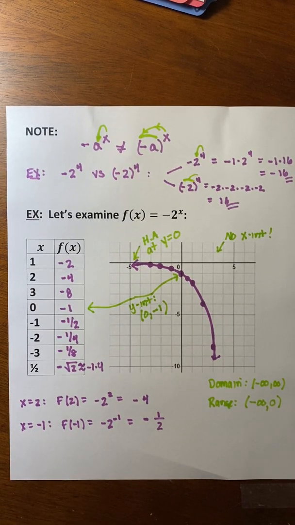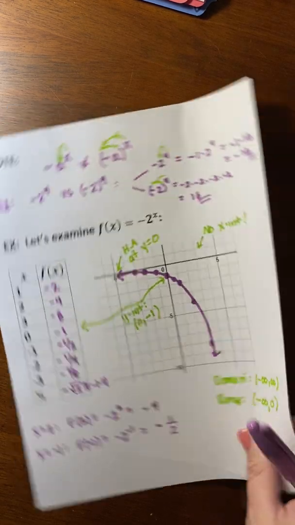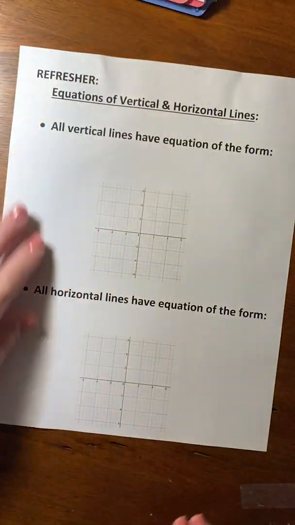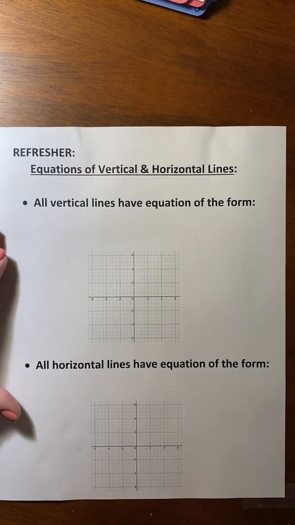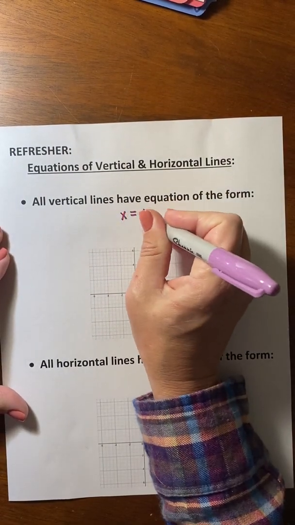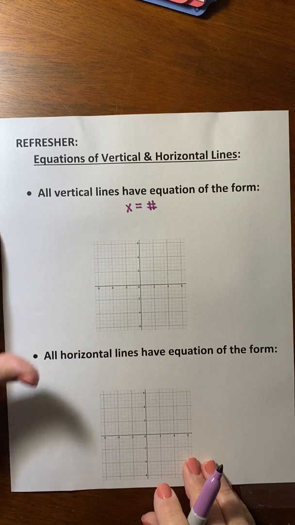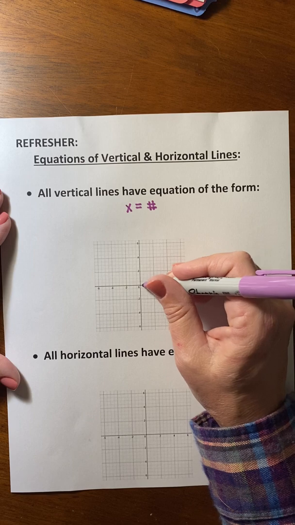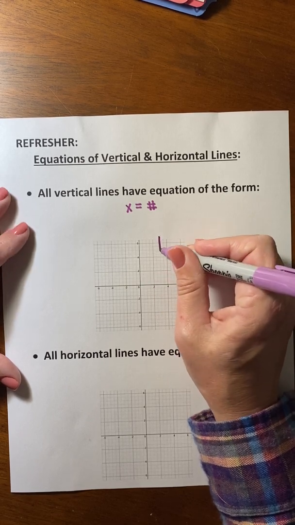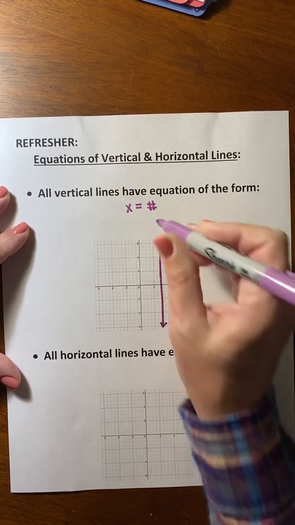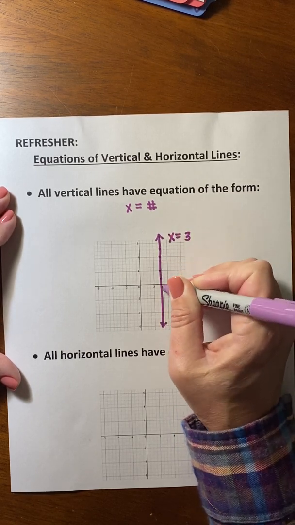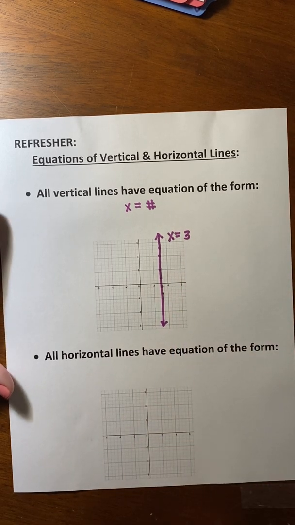All right, let's just do a quick refresher of our horizontal and vertical lines. All vertical lines have equation of the form x equals some number, and the last time we saw these was when we were looking at the axis of symmetry for our quadratic functions. So if I just looked here, there's 0, 2, 4. Let's suppose I looked at this line right here. This vertical line would have equation x equals 3. Every point on this line has x coordinate 3 regardless of what y is.